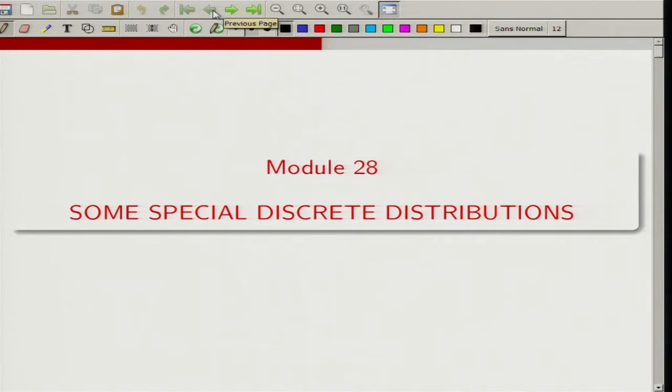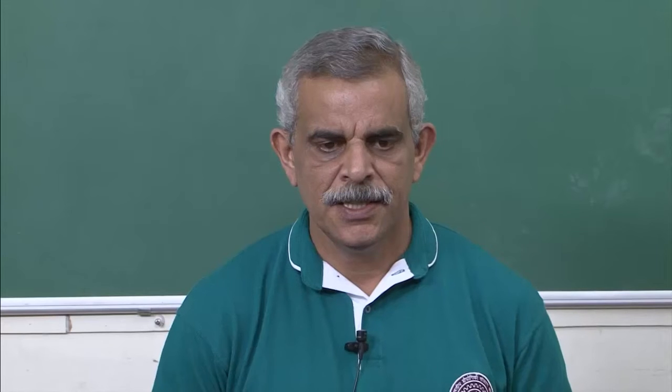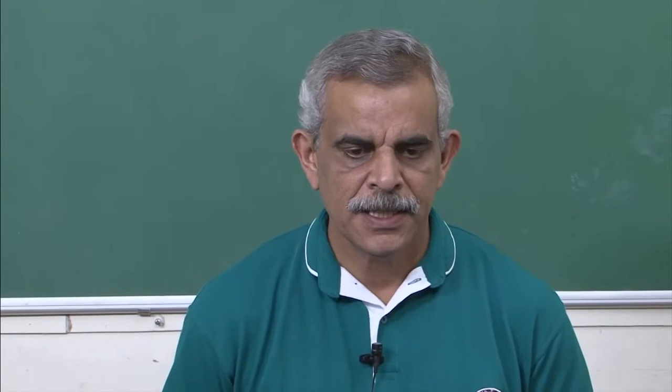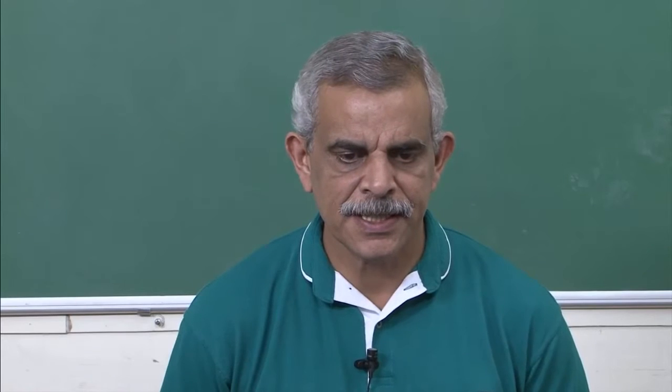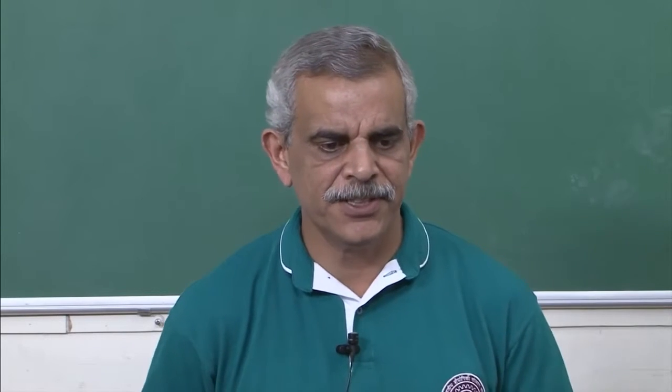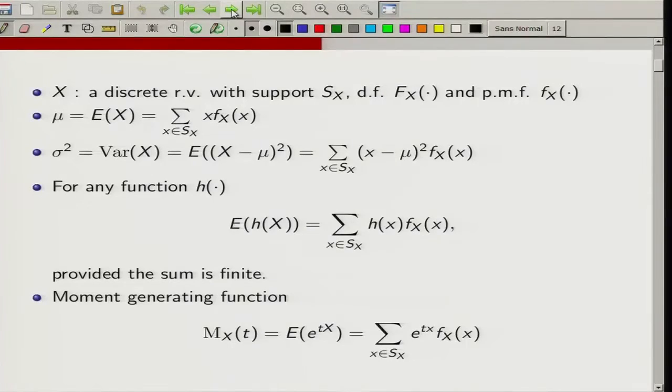Welcome to module 28. In this module, we will discuss some special discrete distributions of practical importance. So first, let us consider a general setup for discrete random variables. Suppose X is a discrete random variable with support S_X and distribution function F_X, and suppose small f_X is the probability mass function of X.